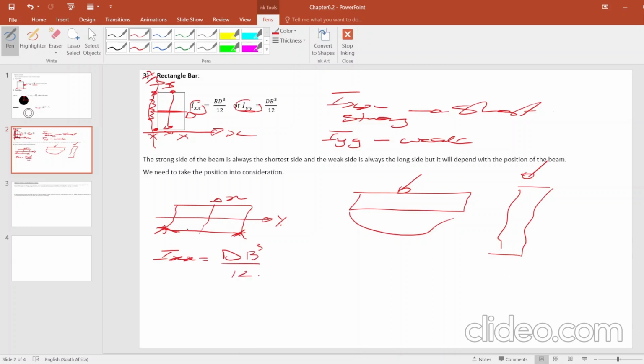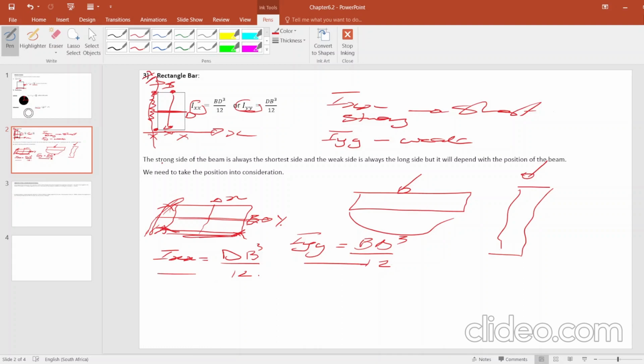Why? Because where I've taken moment, I'm opposite to y. And if I'm taking moment here, it will be y equals to b d cubed divided by 12. Where I've taken moment, I'm opposite to what? To b. Now, in this manner, you can tell that as your beam is rotated or in a different position, the IYY is the strongest side. The IXX is the shortest side.